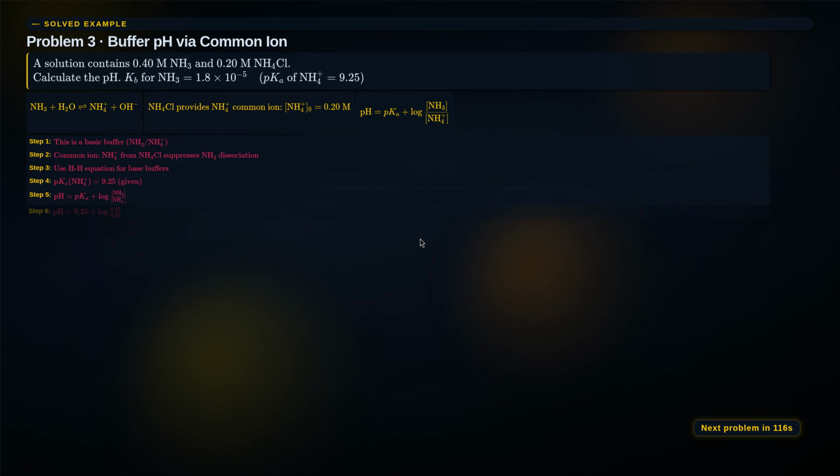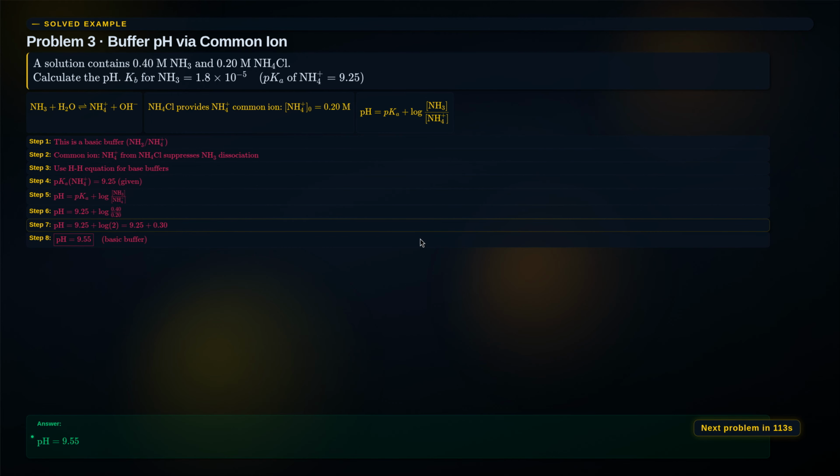Problem 3. A solution contains 0.40 molar NH3 and 0.20 molar NH4Cl. Calculate the pH. Kb for NH3 equals 1.8 times 10 to the negative 5. pKa of NH4+ equals 9.25. Step 1. This is a basic buffer. NH4Cl provides the common ion NH4+, which suppresses NH3 dissociation. Step 2. Use the Henderson-Hasselbalch equation for base buffers. pH equals pKa plus log of NH3 over NH4+.